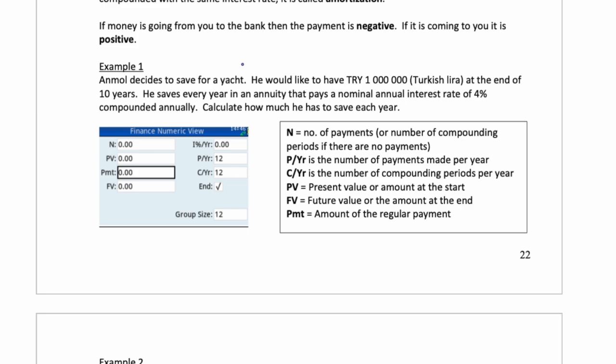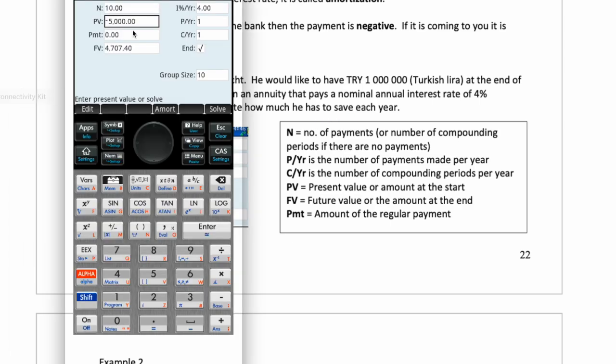So let's take a look at this example. Anmol decides to save for a yacht. He would like to have 1 million at the end of 10 years. He's saving every year an annuity that pays a nominal interest rate of 4%. Okay, so how much does he have to save each year? Let's check it out. Let's just use the app.